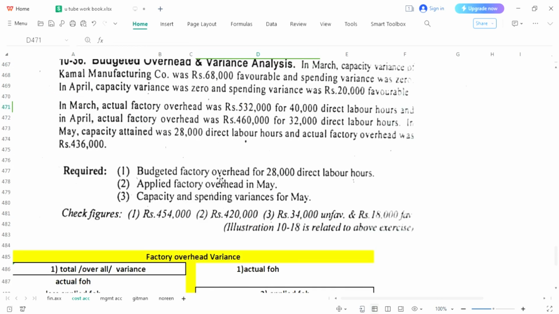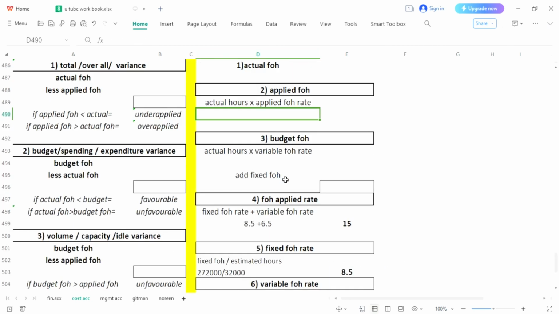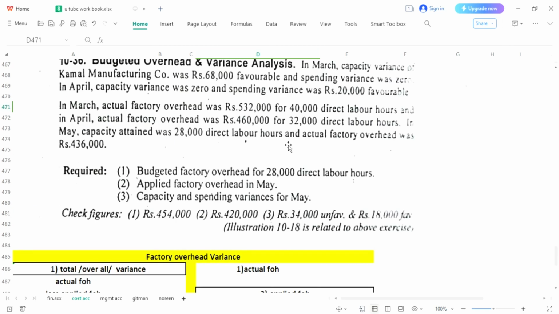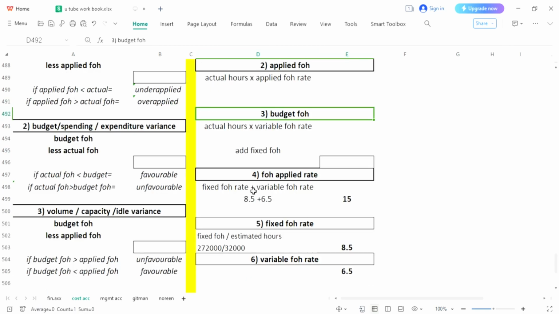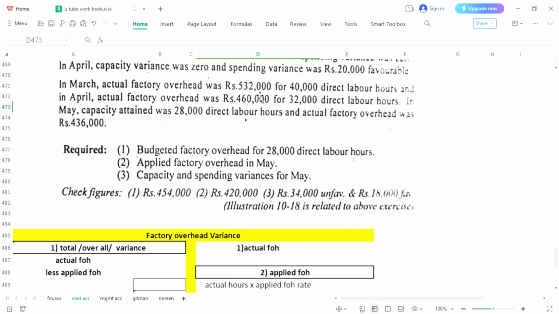First requirement is budget FH for 28,000 direct labor hours. We need to calculate budget FH, and we have the space as well. We will calculate budget FH over here. And next, applied FH. Okay, we need to calculate over here, but what we do need is to get actual hours and actual FH. In May, capacity attained. This was the last month, and they need to calculate it for May as well. You can see applied FH for May, capacity and spending variance for May. So we will use hours and actual FH for May.